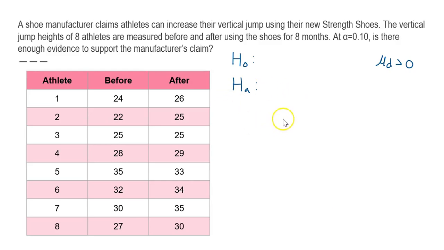Just like with all our other hypothesis testing, greater than 0 does not have an equal sign, so that's going to go in the alternative hypothesis. So the mean difference is greater than 0. Our null hypothesis would be the opposite of that. So the mean difference would be less than or equal to 0. Once we have our hypotheses, then we need a p-value. So now we go to the calculator.